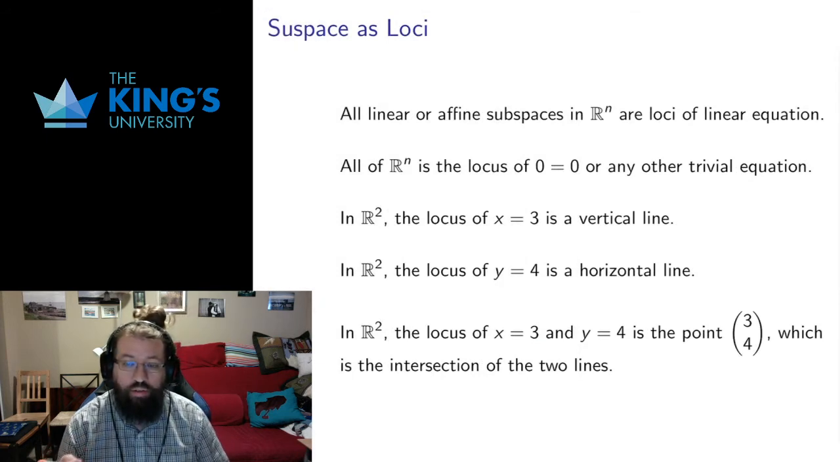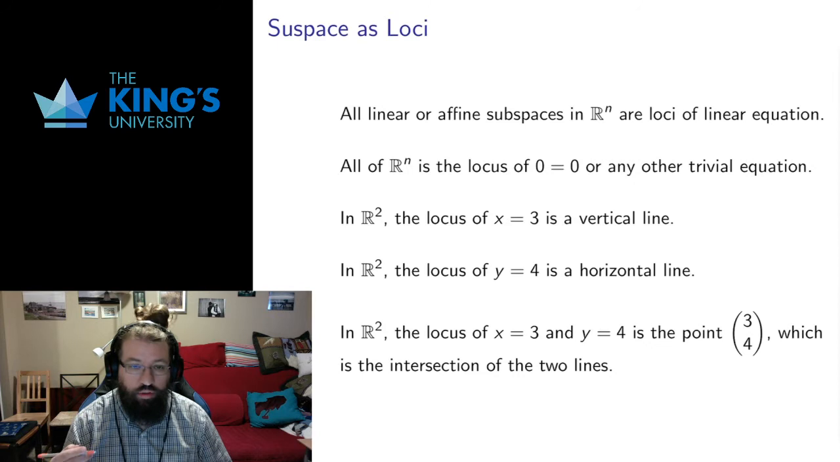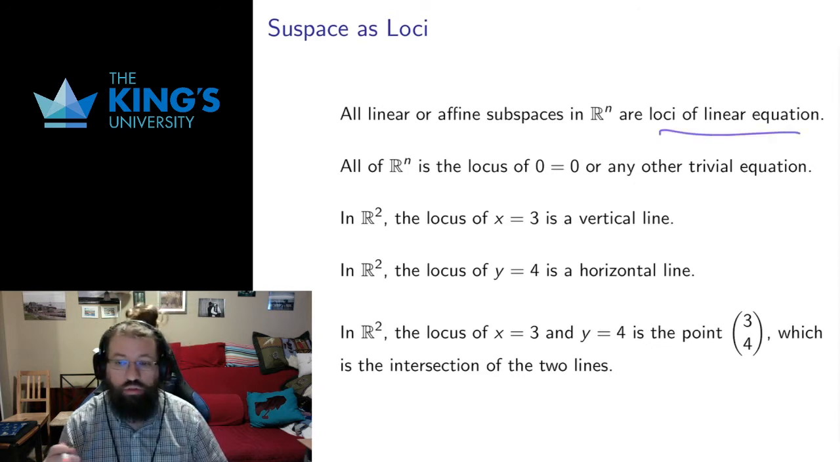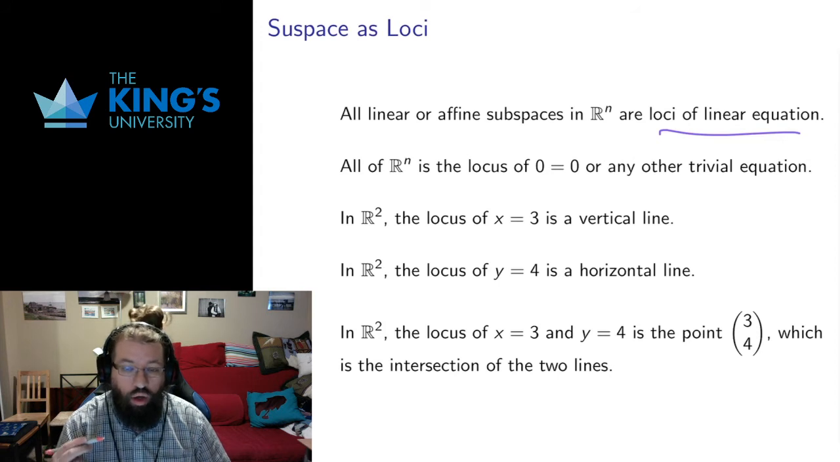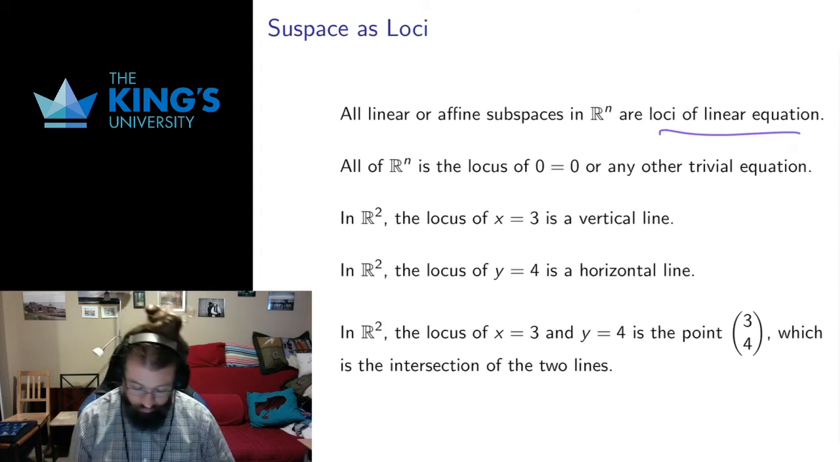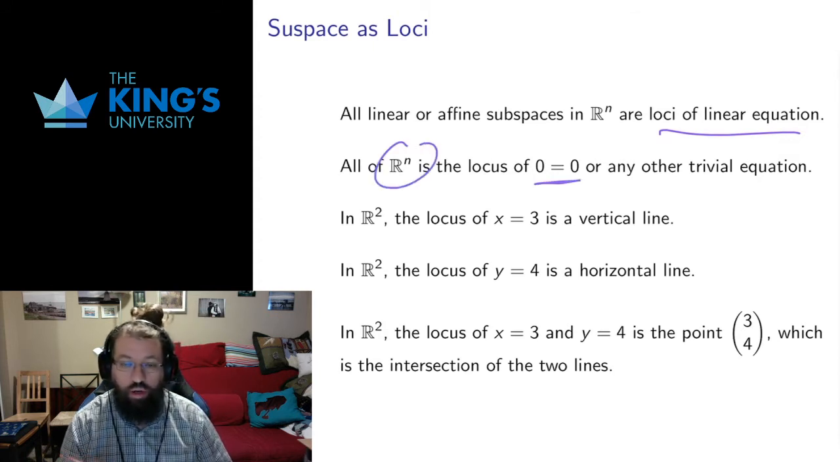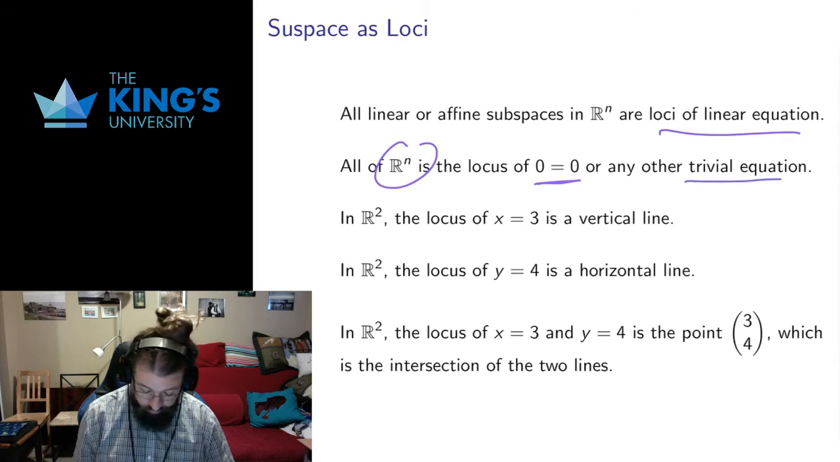All linear and affine subspaces, so the things we could describe as spans or offset spans, are the loci of linear equations. All of Rn is the locus of 0 equals 0, or any other trivial equation. So if you want to describe the entire space, just give an equation where you have 0 times everything on the left and 0 on the right. Whatever vector you consider, everything satisfies 0 equals 0, or any other kind of trivial equation.